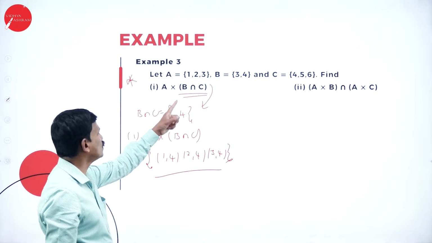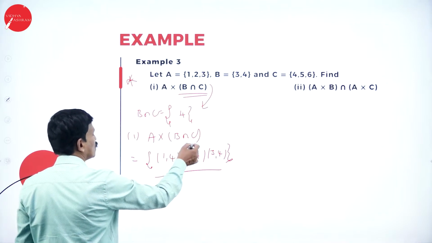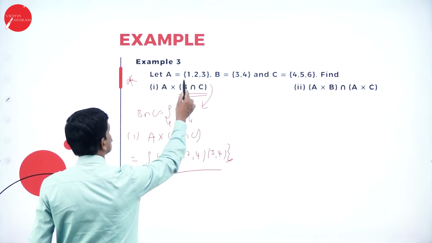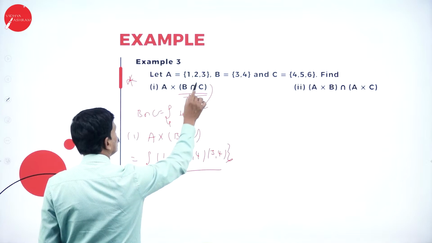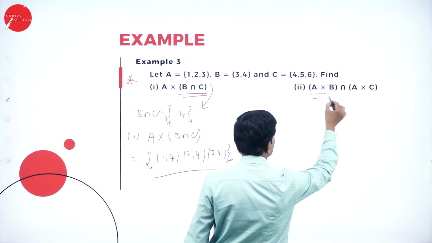What does A contain? 1, 2, 3. What does B intersection C contain? Only one element. So the Cartesian product of these two sets is (1, 4), (2, 4) and (3, 4). Now, on the other hand, find first A cross B and A cross C.